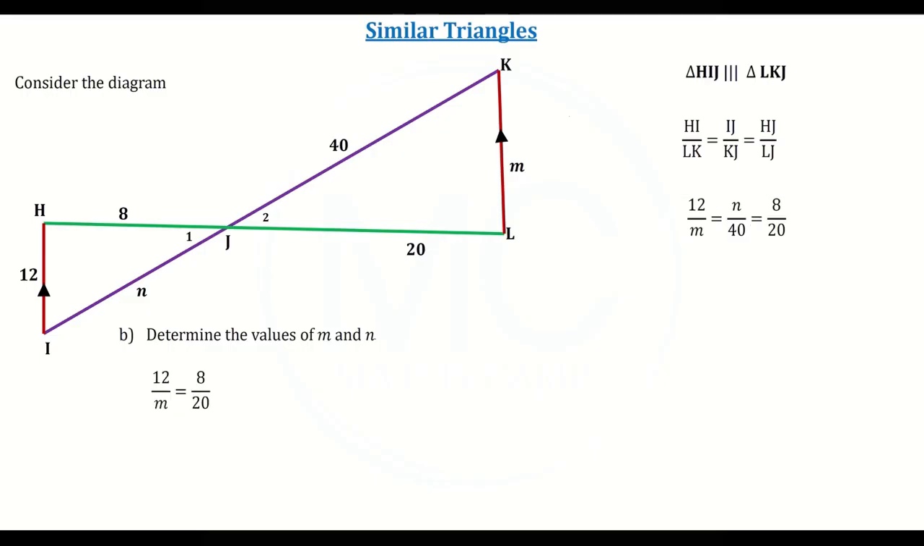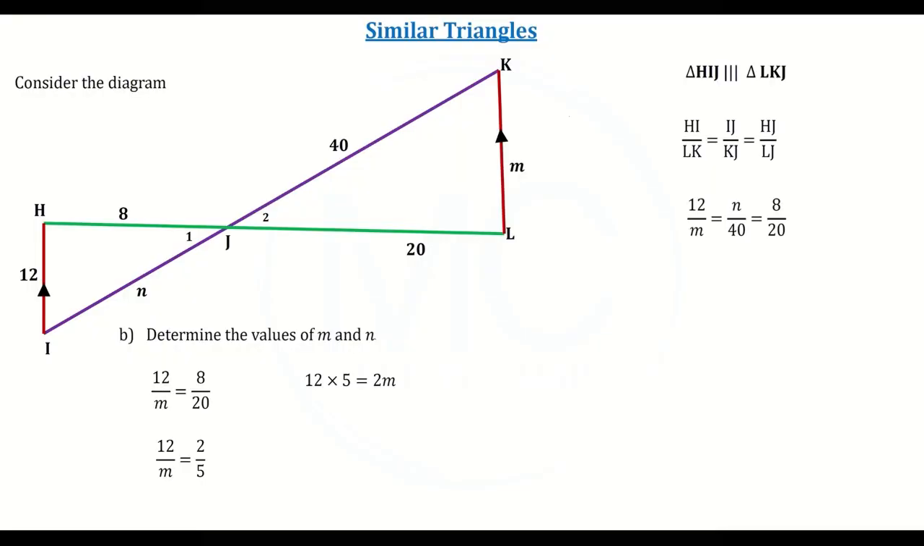Now we can see that 8 and 20 are both divisible by 4. So before we start solving for M, let's simplify this fraction. So we're going to have 12 over M is equal to 8 divided by 4 is 2 over 20 divided by 4, which is 5. Now to solve for M, we need to multiply out the denominators of the fraction. So on the left, we're now going to have 12 multiplied by 5 is equal to 2 multiplied by M, which is 2M. To get M by itself, we need to divide both sides by 2.